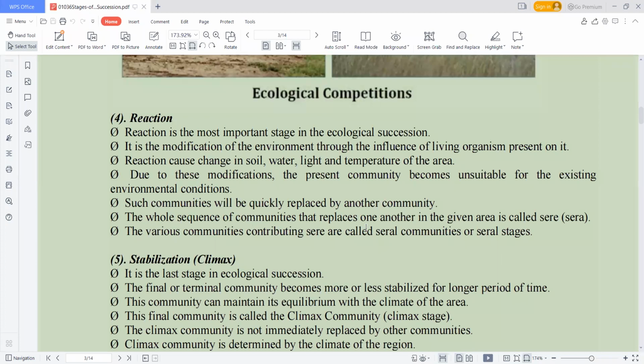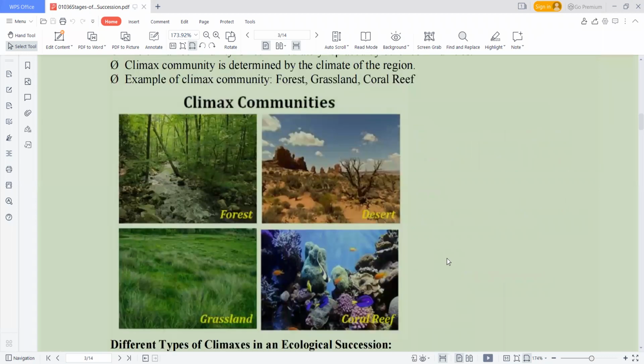So due to the reaction, after some time the organisms which first came and established in this area will not survive due to changes in the soil, water, or light. They cannot survive in that area, so this space is again occupied by another community. The sequence of communities that replace one another in the given area is called the seral stages. The next one is stabilization.